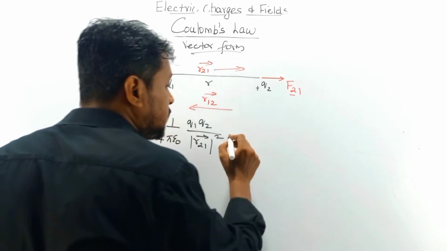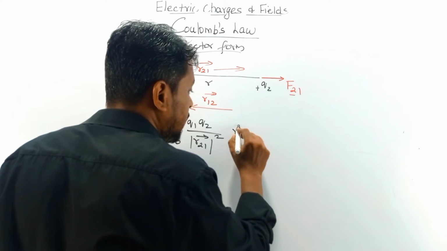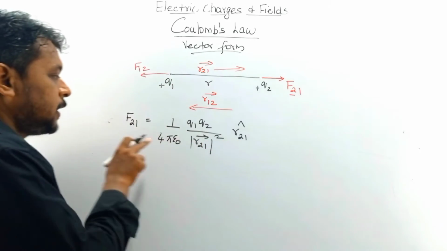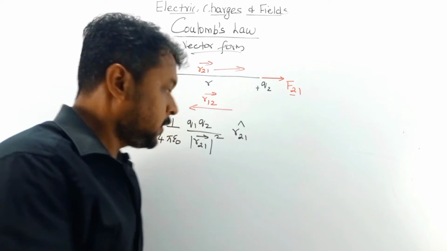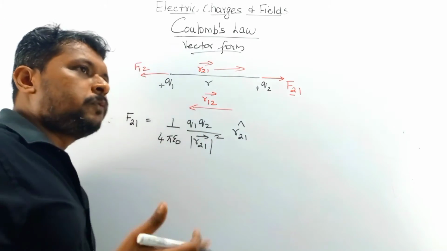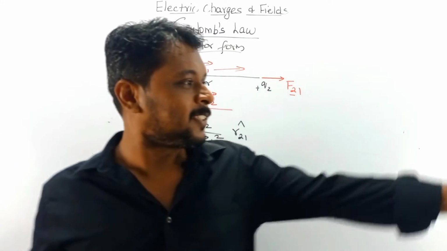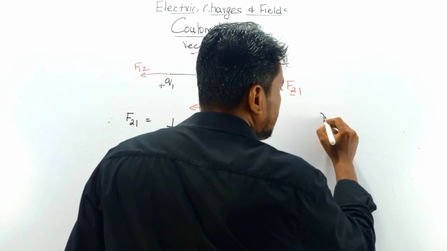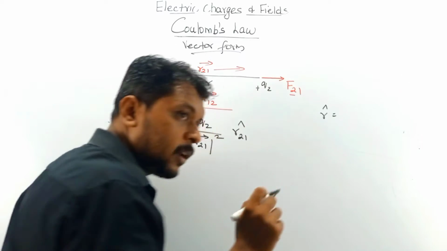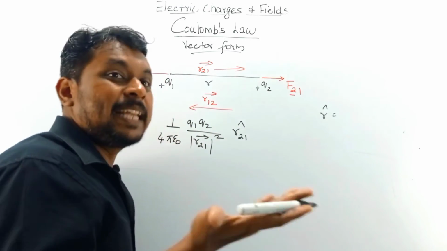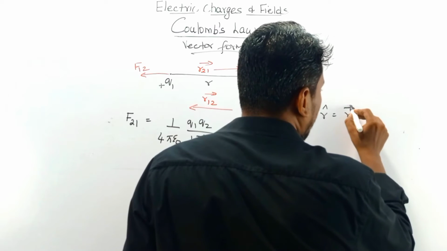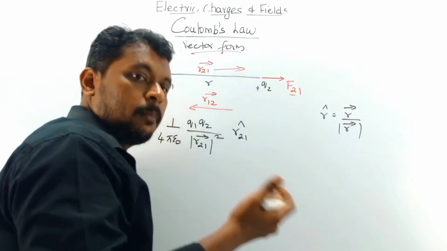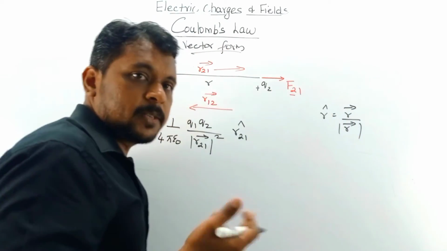So I have represented the magnitude. Now what is the direction? The direction is represented by the unit vector. This represents the direction of this force. This represents the magnitude. The magnitude, for example, is 50 Newton. In which direction? This direction. So the direction is specified by this unit vector. What is this unit vector? You know that a unit vector is a vector of magnitude 1 which specifies only the direction. So r cap is equal to r vector by modulus of r vector, the vector divided by its magnitude represents the unit vector.